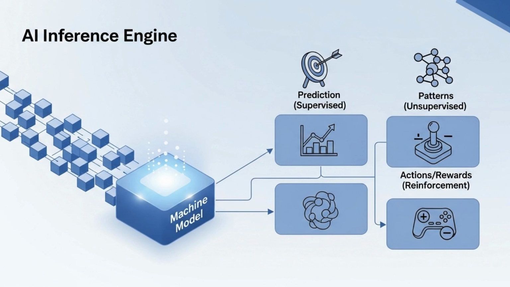Machine learning, or ML, is a fundamental subset of AI and the driving force behind most of the AI advancements we see today. At its core, ML enables systems to learn from data without being explicitly programmed for every possible scenario. Instead of writing rigid rules, we feed an ML model vast amounts of data, allowing it to identify patterns, make predictions, or take decisions.